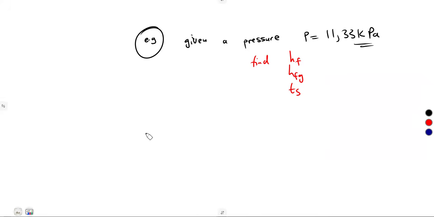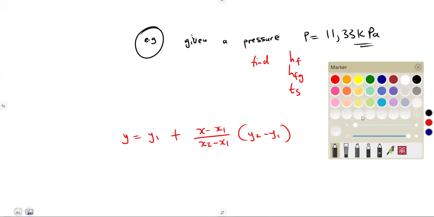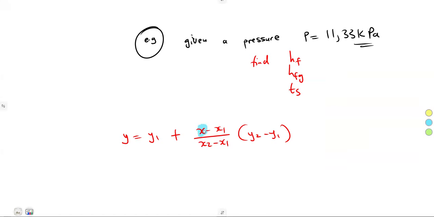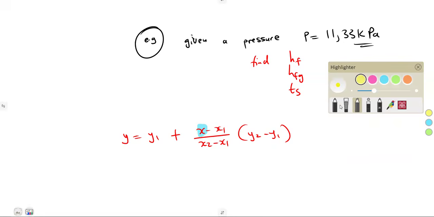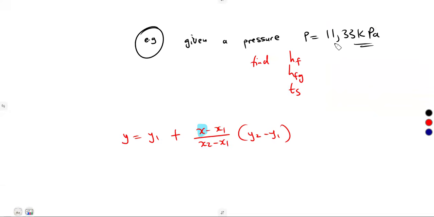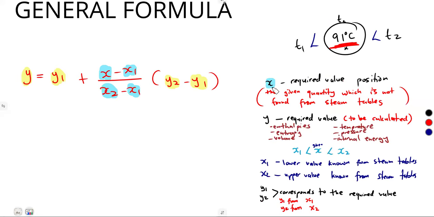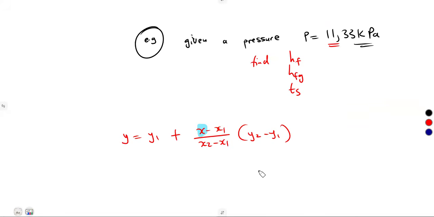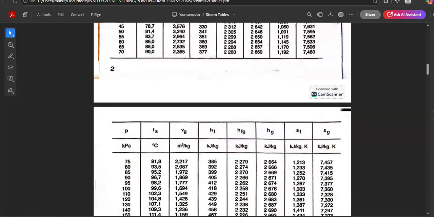Using the general formula, y is equal to y1 plus x minus x1 over x2 minus x1, into y2 minus y1, the change. So this is what you are simply going to consider. Remember, our focus is x, the one that you are considering as the given value, but we do not have that one from our steam table. That is your x, the quantity which is not found from your steam table. So that's the pressure of 11.33. We do not have that one from our steam tables.